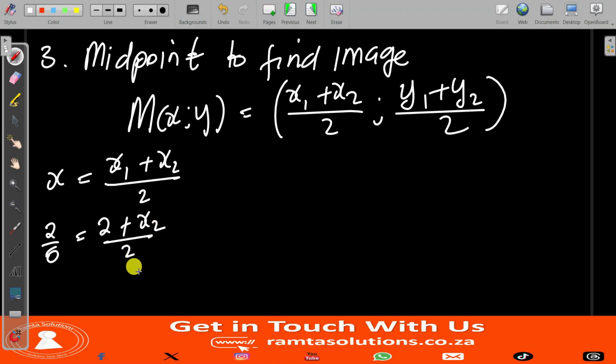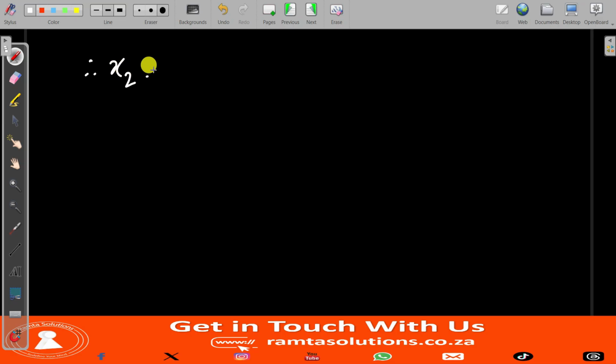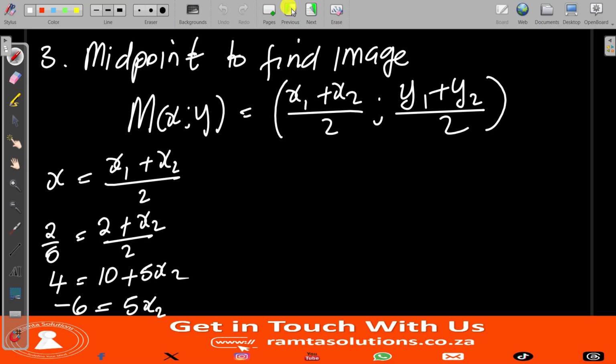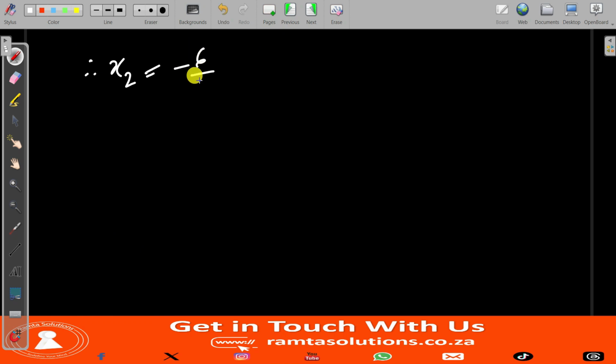Okay, so what do we do? Multiply throughout by 5 and multiply throughout by 2. That will be 4 equals 10 plus 5x sub 2. So what do we have? We have negative 6 equals 5x sub 2. Going to the other side, this therefore implies x sub 2 is negative 6 over 5. Isn't it? Negative 6 over 5.